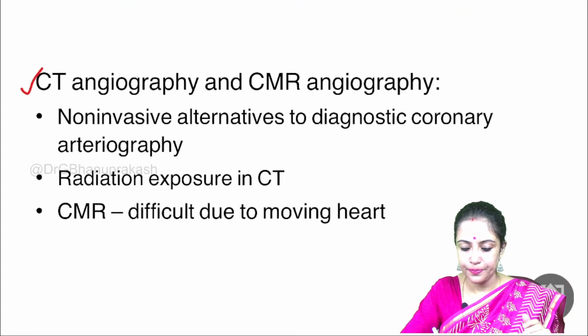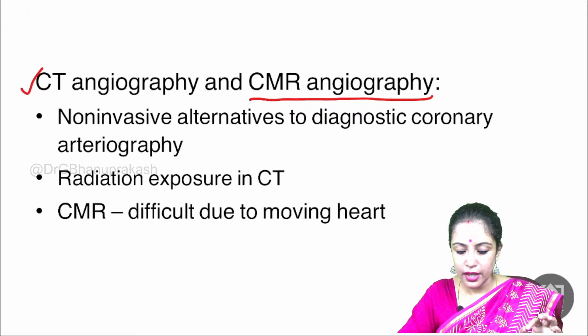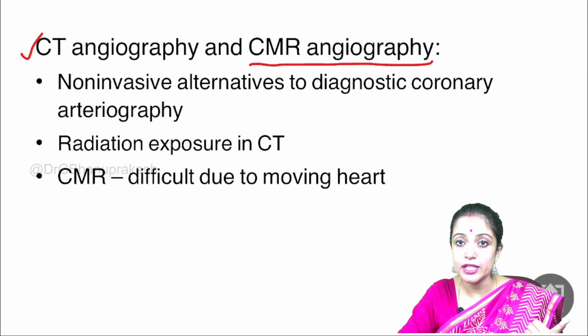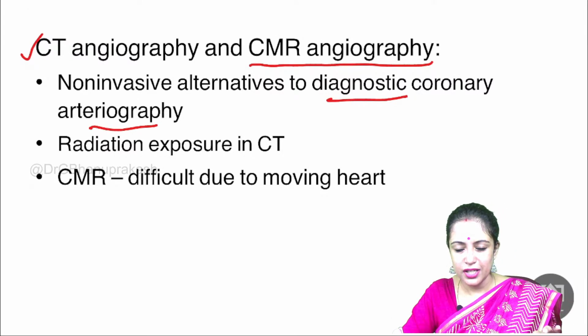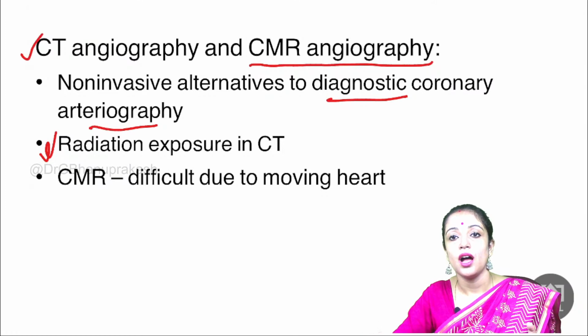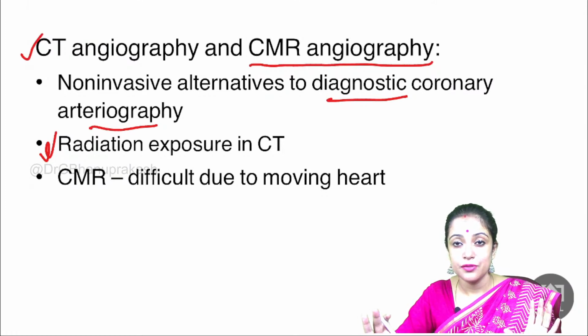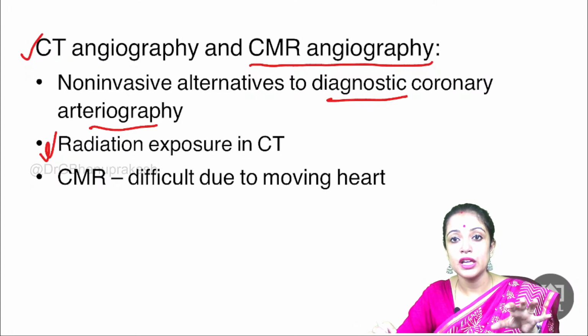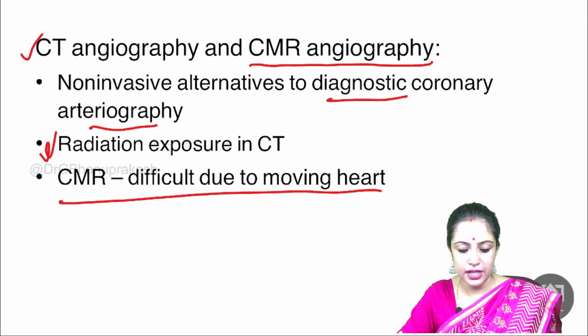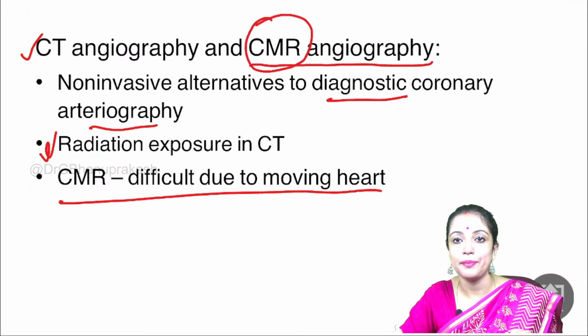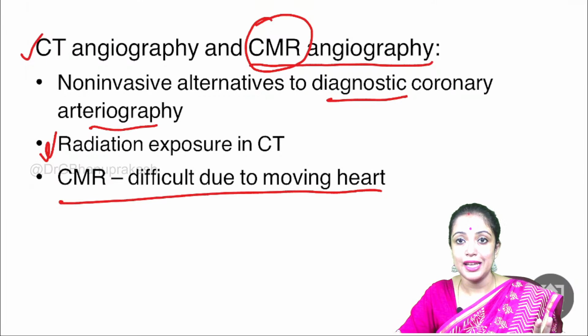CT angio and cardiac MR angio can also be done. These are non-invasive alternatives for an invasive coronary arteriography. Radiation exposure is there in CT, of course. That is the disadvantage of CT scan. There will be radiation exposure. And what will be the disadvantage of MRI? It is very difficult to do MRI in a moving heart. Otherwise, CT angiography and cardiac magnetic resonance angiography can be done as a non-invasive alternative for diagnosis.